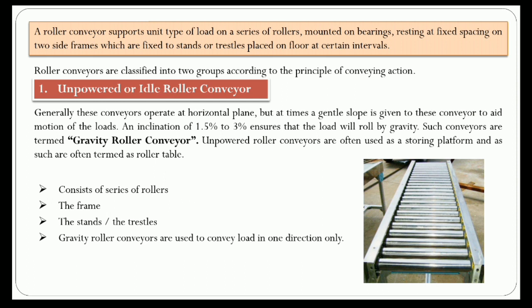In case of a roller conveyor or unpowered roller conveyor, there are some stands, which are known as trestles. This roller conveyor consists of a series of rollers, which are very simply designed, and a frame on which the rollers are placed, and the stands, known as trestles, on which the framework rests.